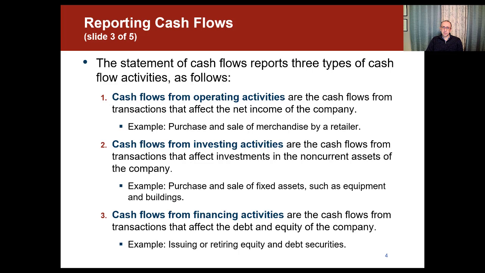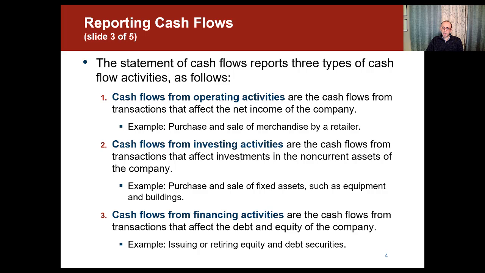So as I said before, the statement of cash flows reports three types of cash flow activities, which are the three main sections of the statement of cash flows. We have the cash flows from operating activities, we have the cash flows from investing activities, and we have the cash flows from financing activities. For the operating activities, these are the cash flows from the transactions that affect the net income of the company. So anything that has an impact on how much income we make in terms of cash received and cash paid, then would be appearing in, or should appear on the operating activities. So for example, purchases and sale of merchandise or inventory by a retailer.